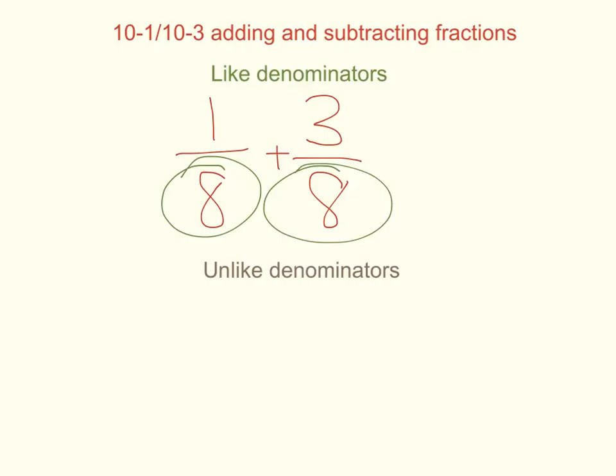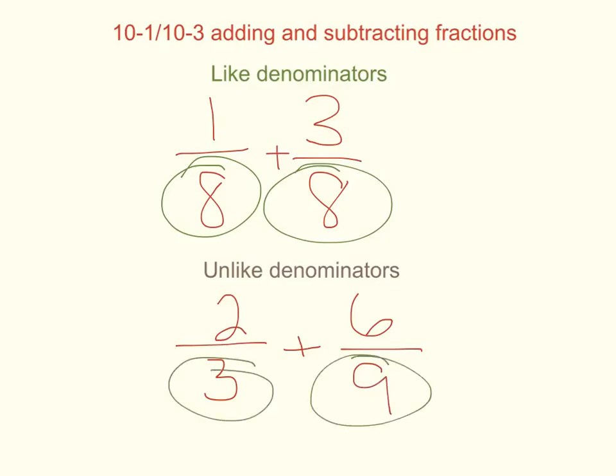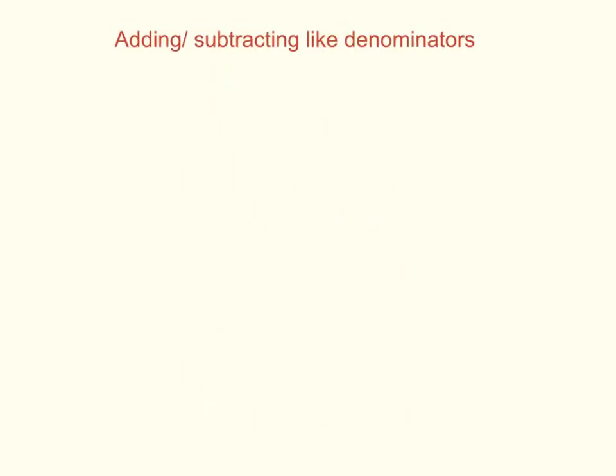We're also going to look at some examples of unlike denominators. So for example, if we had 2/3 plus 6/9. With this, you have two numbers in the bottom that are not the same, and so we're going to look at how we can add or subtract them. So let's first look at the examples of like denominators. That means that the numbers in the bottom are the same.